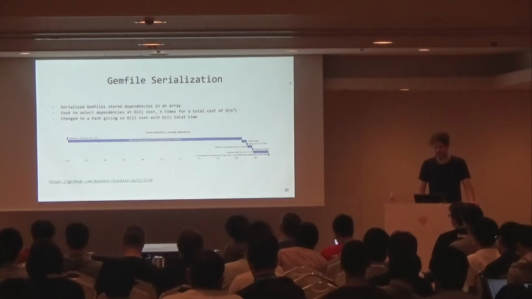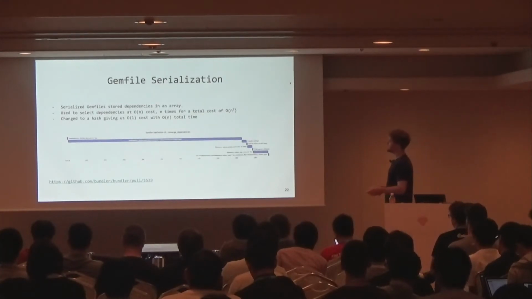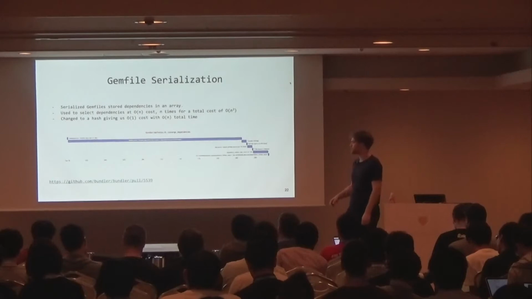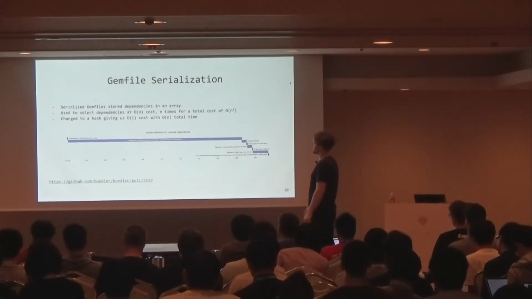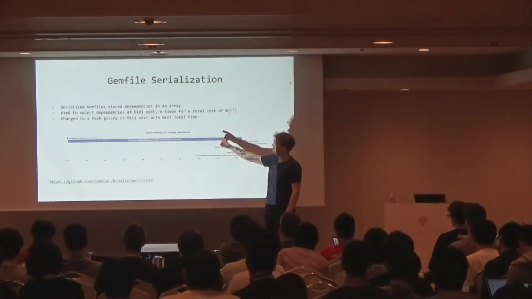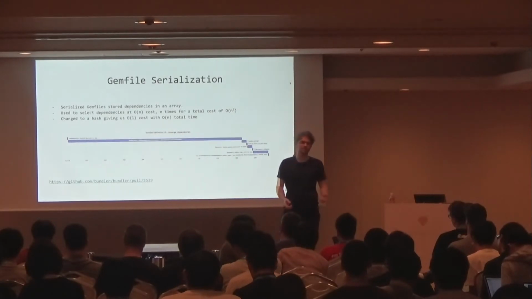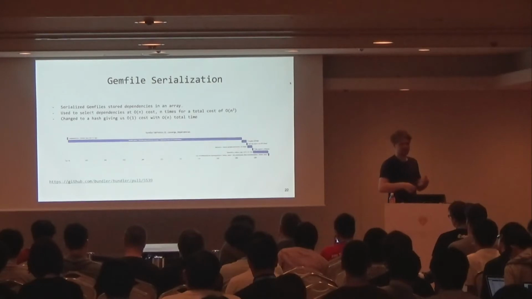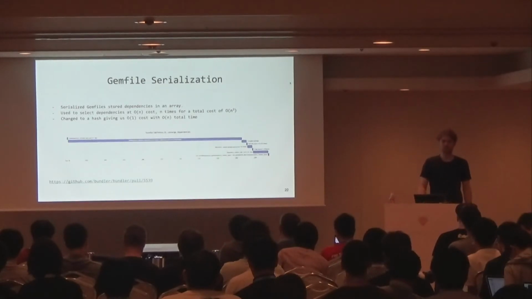Next was gemfile serialization. So gemfiles have a lot of dependencies, and those dependencies were stored in an array. We then tried to do a lookup on that array based on name, which was doing a total cost of O(n) squared because we were looking up n dependencies at a cost of O(n) time, which is super slow. But what we could do is during that serialization, we could change it to a hash to give us a total of O(n) time with O(1) cost each dependency.